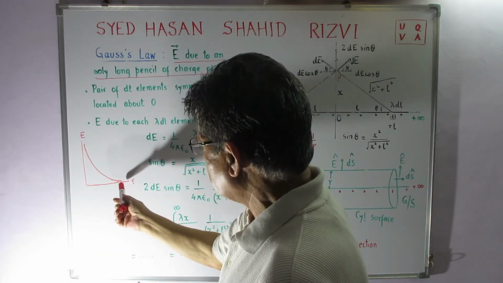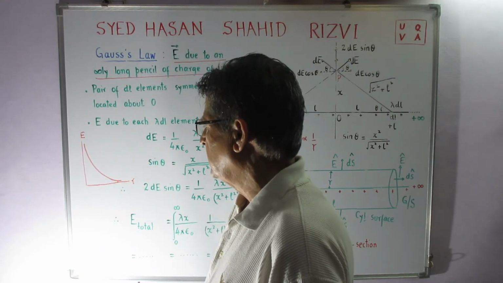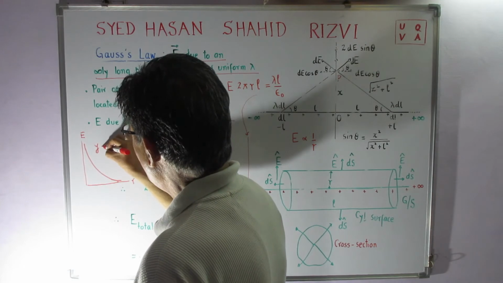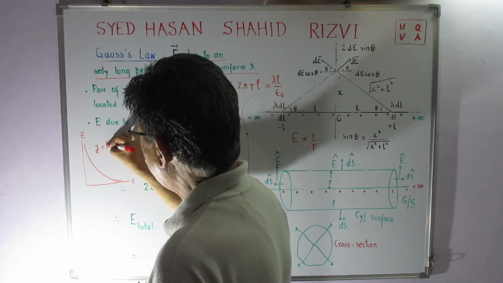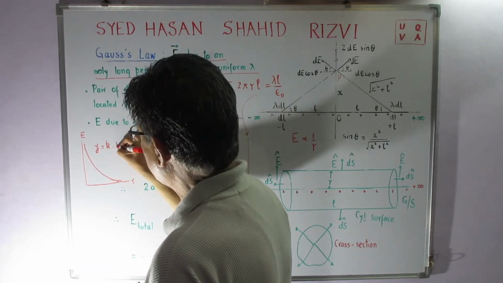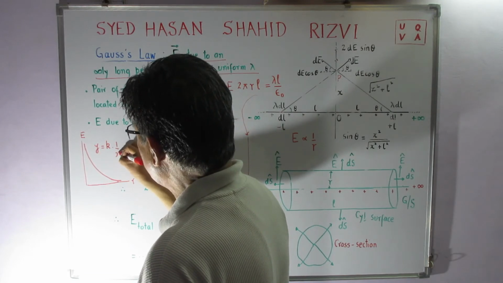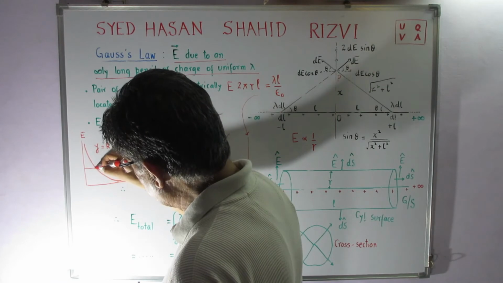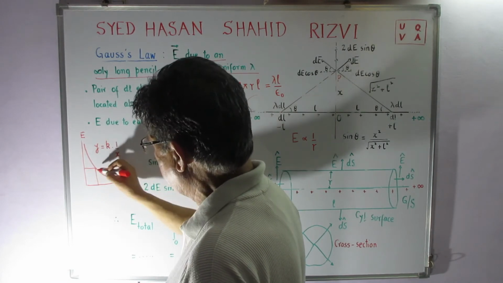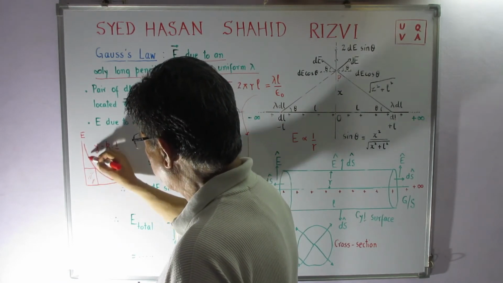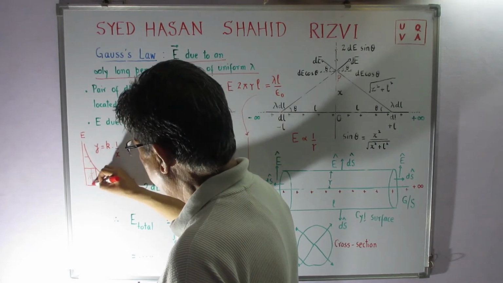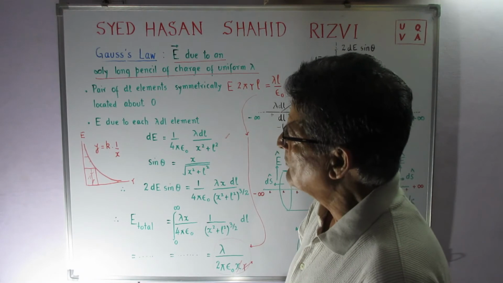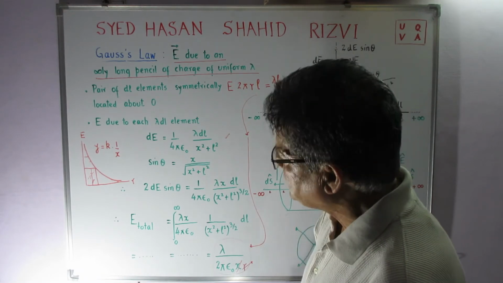Asymptotically it will become equal to 0. So this is the kind of curve that we have: y is equal to k upon x, or xy is equal to a constant, so that the area made by these two coordinates will be the same as the area made by any other coordinate.